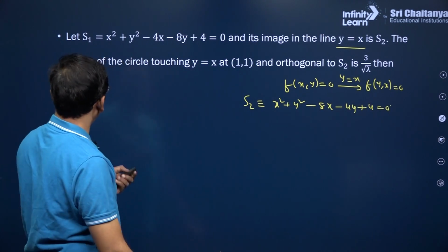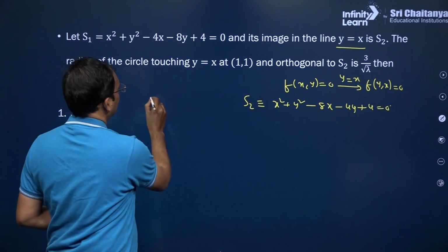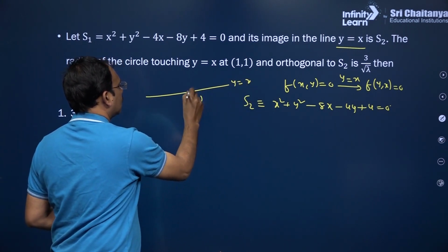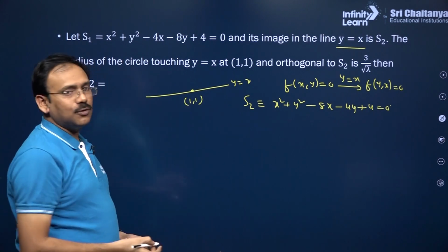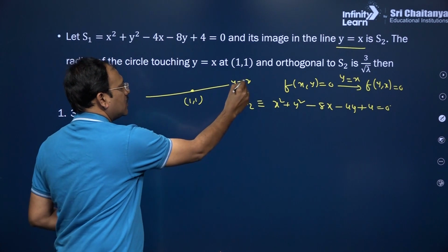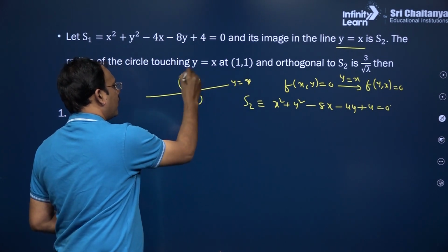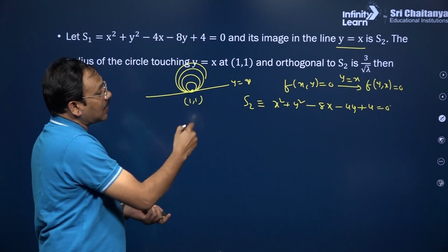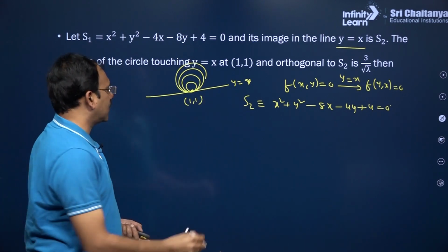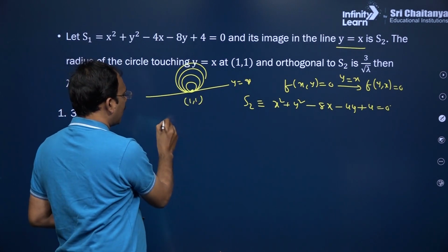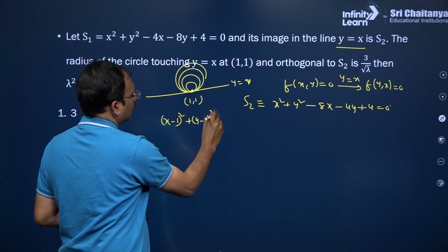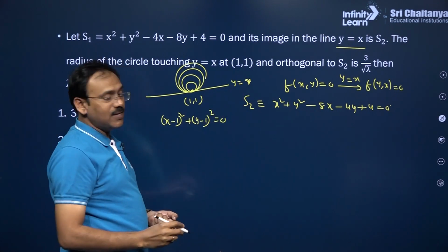S2 is found. Now, the radius of the circle touching y is equal to x line at 1 comma 1 and orthogonal to S2. I have to find a circle which touches y is equal to x at 1 comma 1. In fact, infinitely many circles will be there, but that is orthogonal to the first circle. So any of that circle, by family of circles I can take, like you treat 1 comma 1 as a point circle like x minus 1 whole square plus y minus 1 whole square equal to 0. Line L is like y is equal to x.